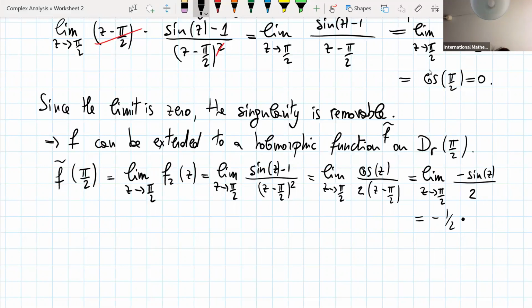And this is equal to minus 1/2. So in this case, we also see what is the value of the extension at the point pi over 2. So if we had from the beginning computed this limit, and we see that this limit is finite, then this also implies that the singularity is removable. And actually, I think you introduce removable singularities like this, so that you can give the value of the function at the singularity in such a way that the function becomes continuous and then also, of course, holomorphic. Okay, that's it.